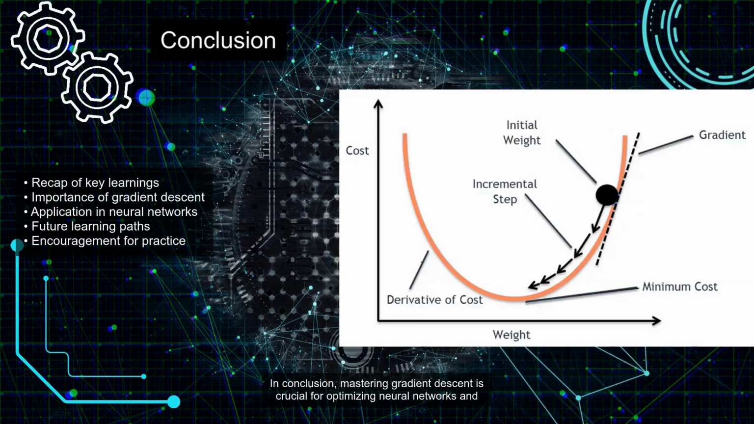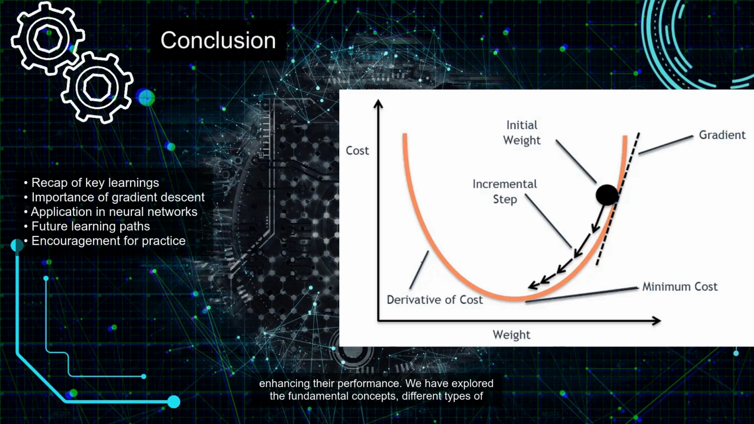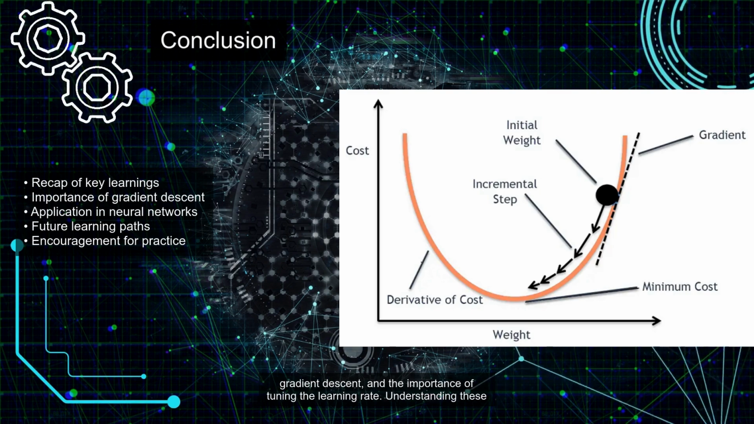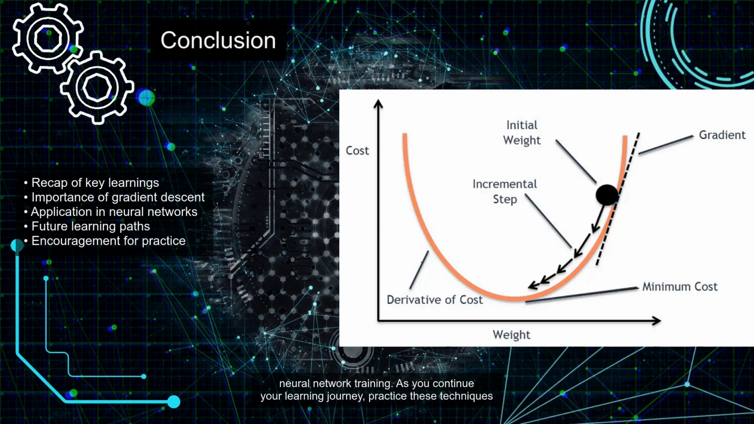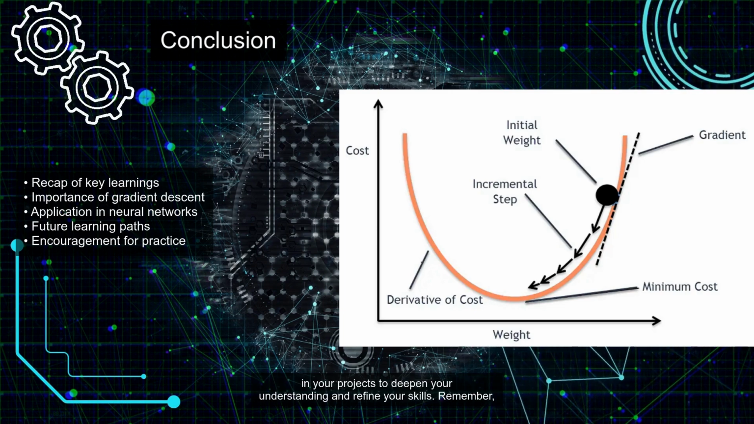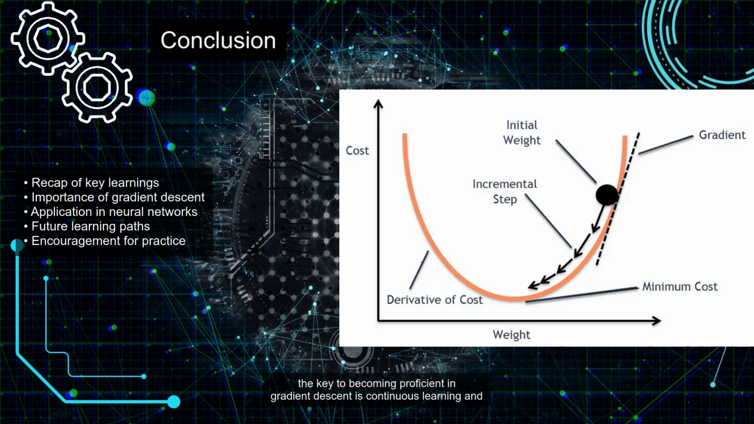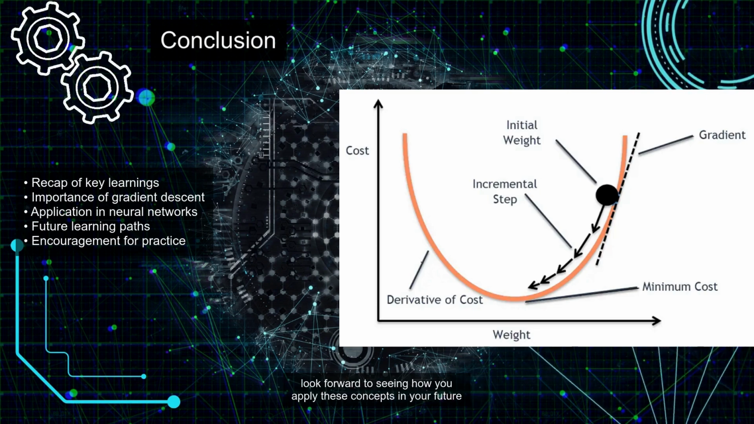In conclusion, mastering gradient descent is crucial for optimizing neural networks and enhancing their performance. We have explored the fundamental concepts, different types of gradient descent, and the importance of tuning the learning rate. Understanding these elements and their implementation can significantly impact the efficiency and accuracy of neural network training. As you continue your learning journey, practice these techniques in your projects to deepen your understanding and refine your skills. Remember, the key to becoming proficient in gradient descent is continuous learning and experimentation.